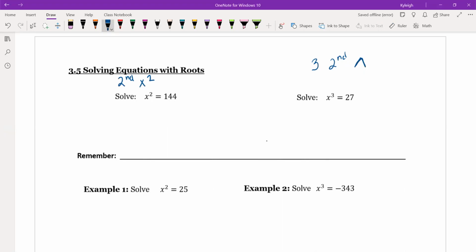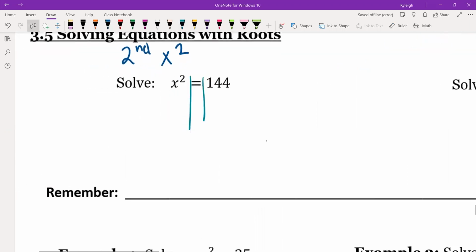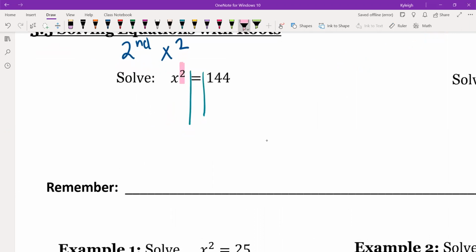Remember, the whole point of solving equations is to get x alone, right? So since it says x squared, we need to undo that square. The opposite of squaring something is square rooting it. So we're going to square root each side is really what's happening. So we're going to square root this side, and we're going to square root this side. So this cancels out the 2, and I'm just left with x equals the square root of 144. When you type that in the calculator, it should give you 12.